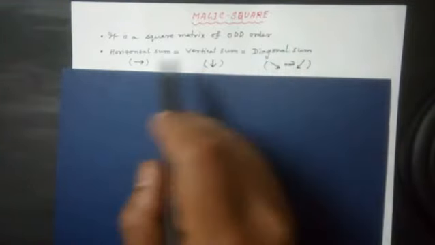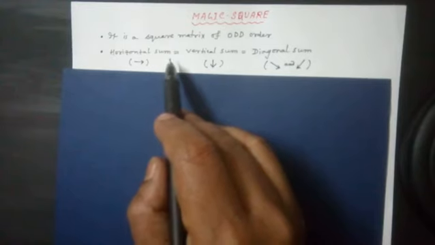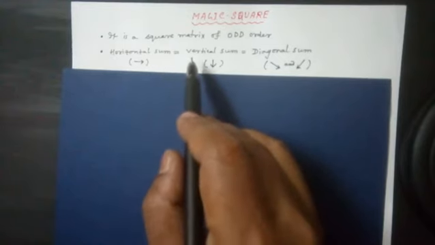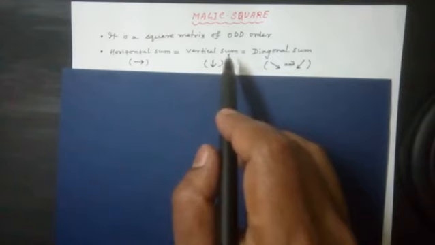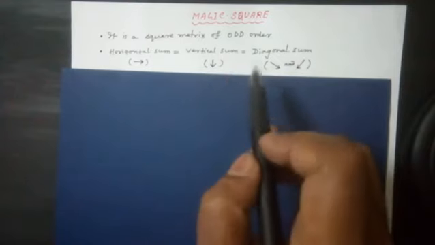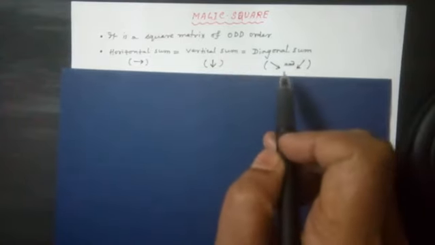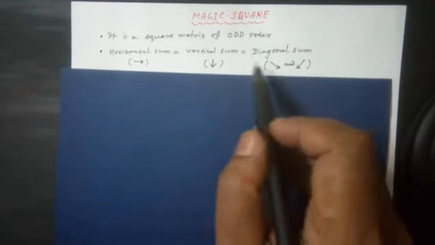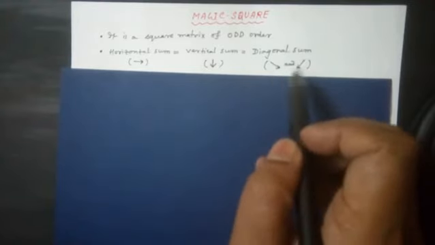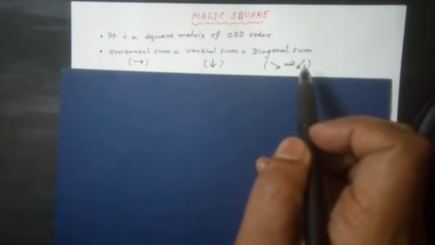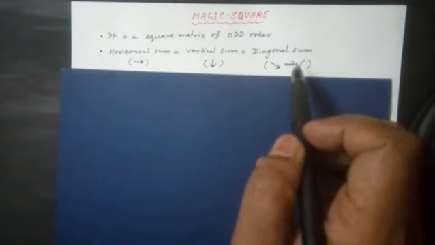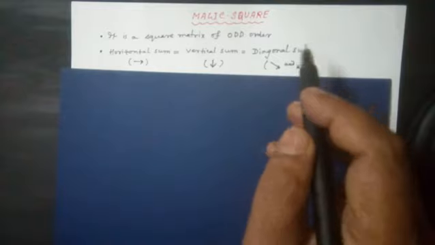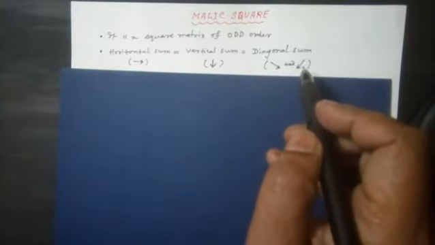If you take the horizontal sum of every element, it should be equal to the vertical sum of every element, and that should be equal to the diagonal sum of every element. Remember, this diagonal sum is equal in both cases, for example, when you take the sum from left to right as well as from right to left. Now let us see an example.